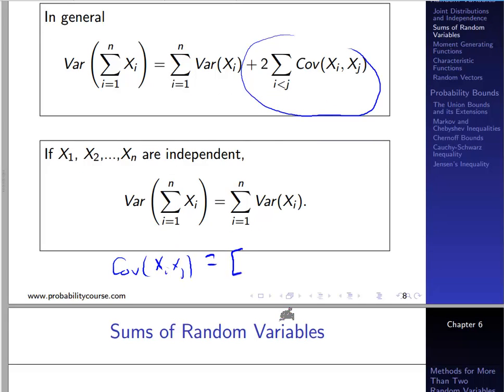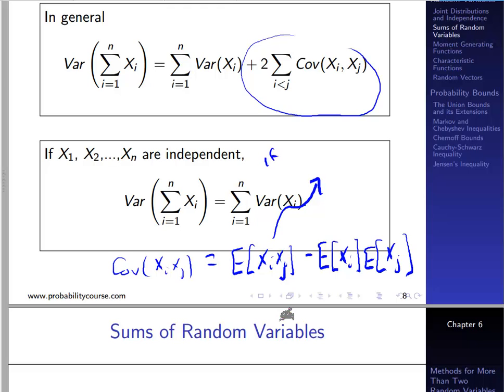This is equal to the expectation of the product, that's XiXj, minus the product of the expectations. All right. Now, if they're independent, then the expectation of the product is equal to the product of the expectations. So we have the same term that we're subtracting and we get 0.